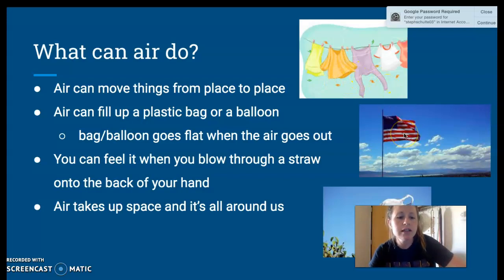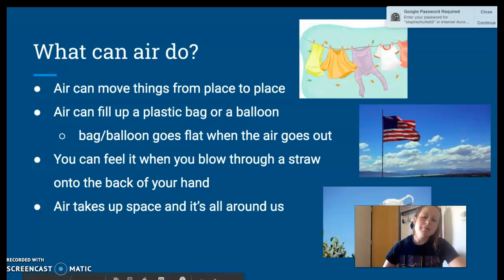On the next picture, you can see the flag is moving and the air is pushing against it and making the flag move in one direction. And sometimes the air will change directions. And then the last picture, the bag is flying in the air. Can bags fly? No, the air is pushing against the bag, making the bag go in the sky.